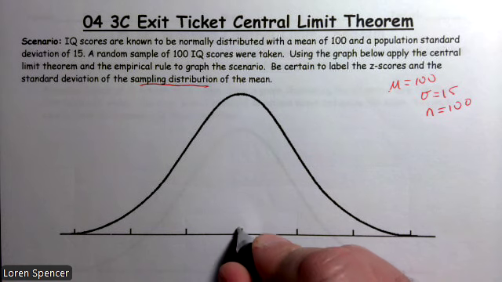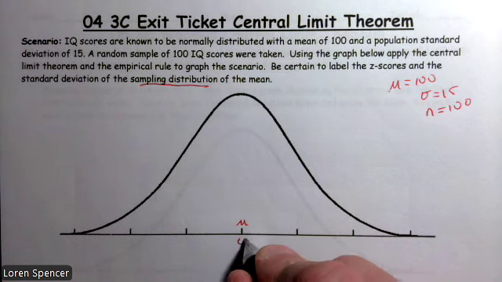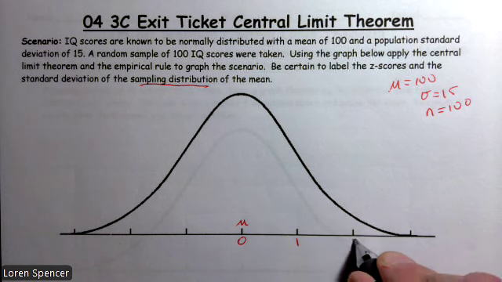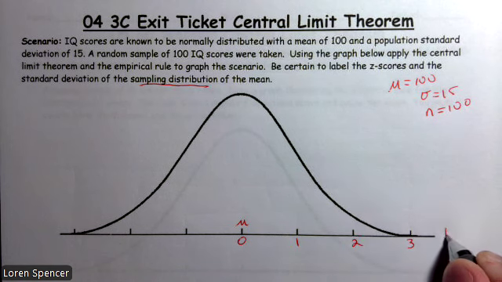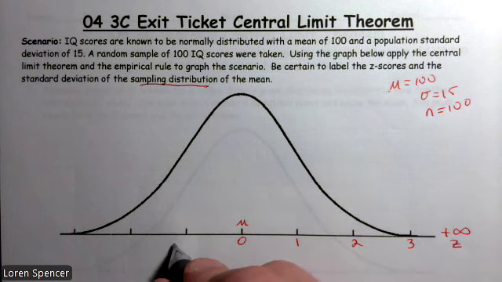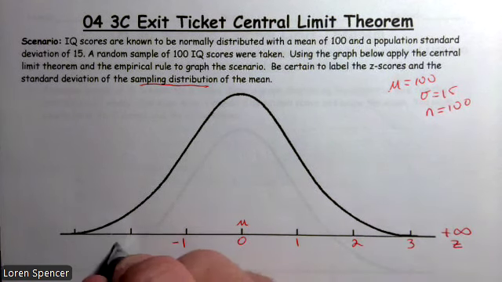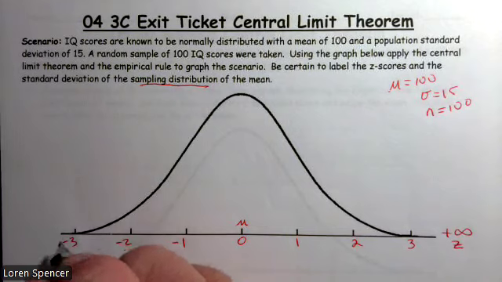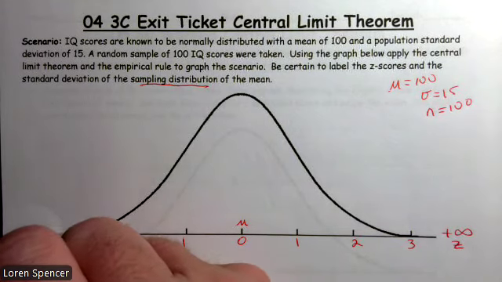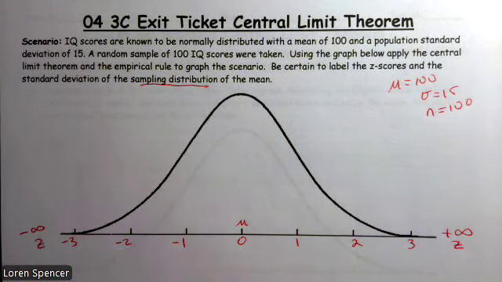All z-scores are centered on 0, 1, 2, 3, positive infinity. That's our upper z, our positive z-scores. Our negative z-scores are -1, -2, -3, and that's negative infinity. And that's our z-scores for the lower half.